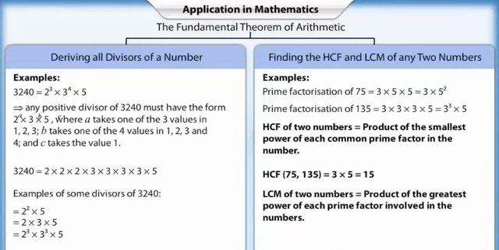The LCM, on the other hand, is the product of the greatest power of each prime factor involved in the numbers. So, the LCM of 75 and 135 is 3 cube into 5 square, that is 675. Wasn't that simpler compared to the traditional method?